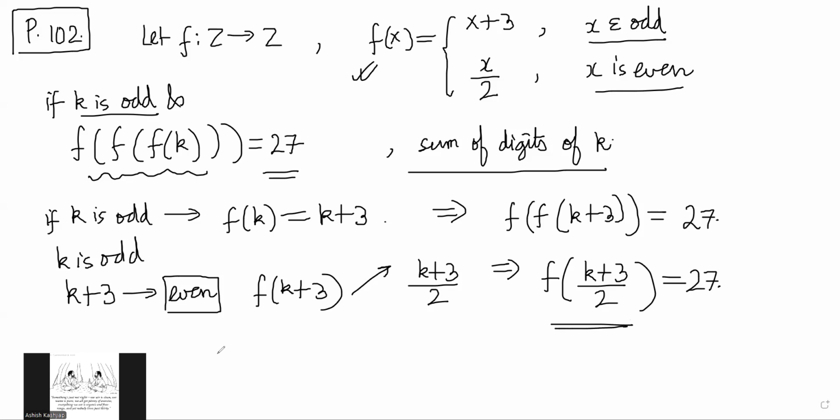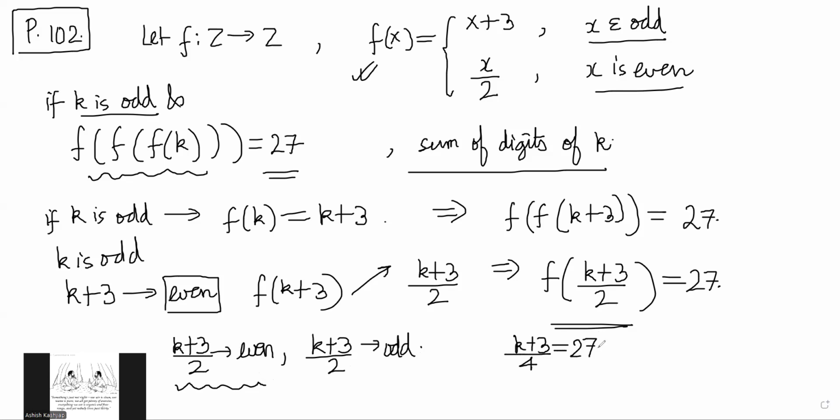Now we have to think of the two possibilities. K plus 3 by 2 could be even or k plus 3 by 2 could be odd. And in both the cases, we have different situations. So let's take the case that k plus 3 by 2 is even. In that case, f of an even number will be k plus 3 by 2 by 2. So by 4 is equal to 27. And you're getting k plus 3 is equal to 108. And that satisfies the condition of the problem because k plus 3 by 2 is 54, which is even. So from here, you're getting k is equal to 105, right?